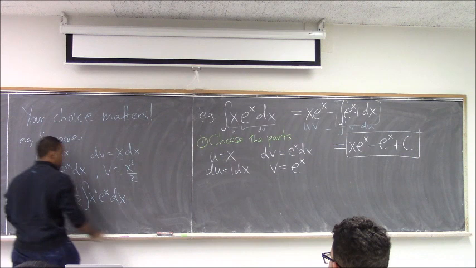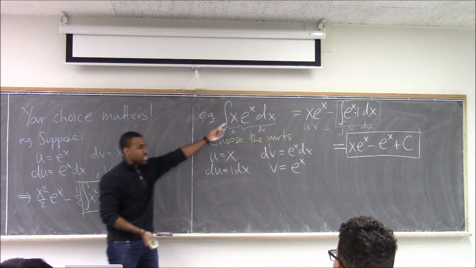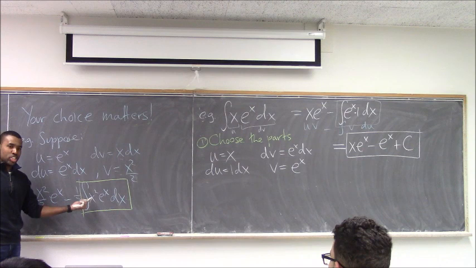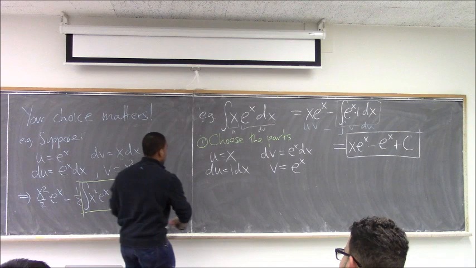Now one thing you'll notice about that integral is it looks harder than the one that we started with. We went from an x e to the x to an x squared e to the x. Seems like we're going in the wrong direction. That's actually harder. That makes my life harder. You wouldn't want to do that. So making the right choice in the first place is a very important thing to know how to do. And does anyone actually know how to do that?